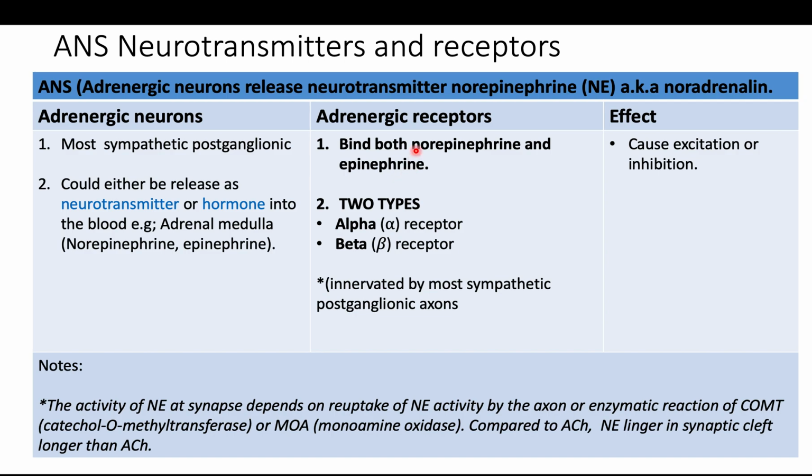Alright. So what are the receptors for this adrenergic neuron? For epinephrine or norepinephrine, it could be alpha receptors or beta receptors. So it can cause either excitation or inhibition.